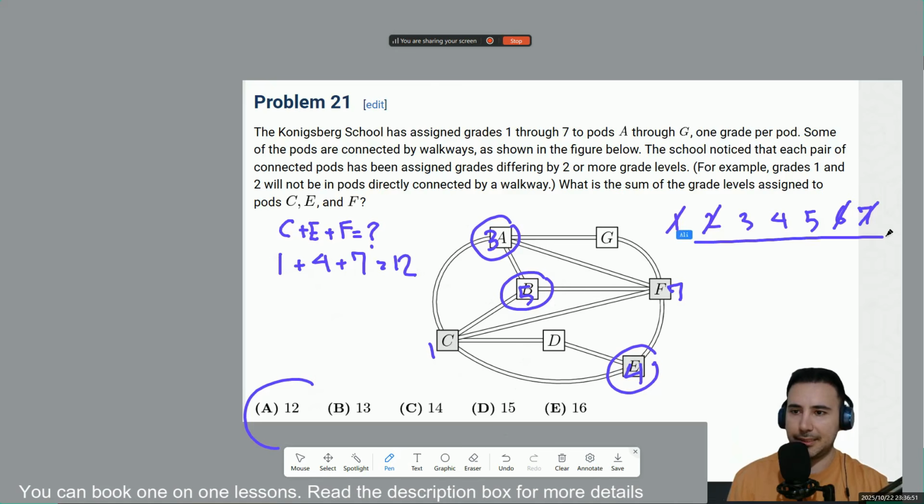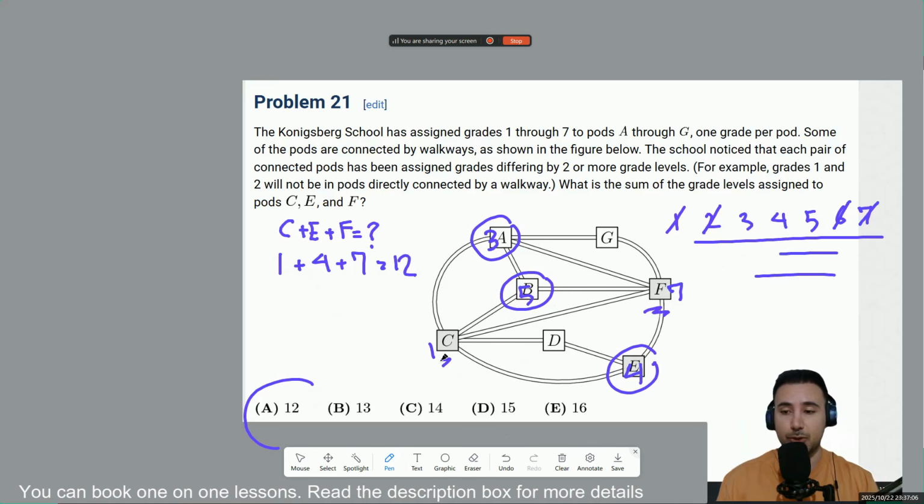So remember how we did it? We write things down as much as possible. And also, we start from the most extreme, the ones that give the most restriction, right? Like F, like C, because they're connected to too many. Okay? So that's enough.